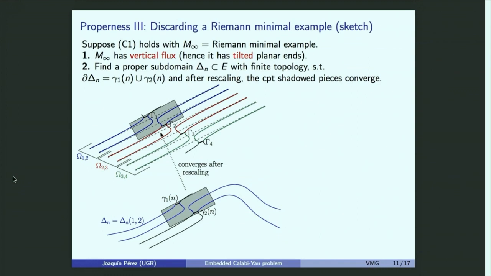Okay, next step is a bit more complicated, so I'm going to wave hands more. Here I can find this picture below: part of E, the original surface, versus this part here, which is the limit Riemann minimal example. So there is a change of scale here by blowing up. Okay? So I claim that I can find a non-compact subdomain, the blue one that you see here in this picture, which means that it traps finitely many simple ends of E.